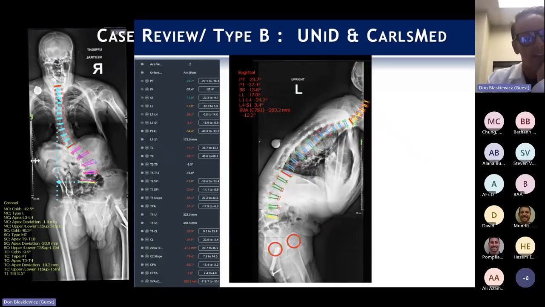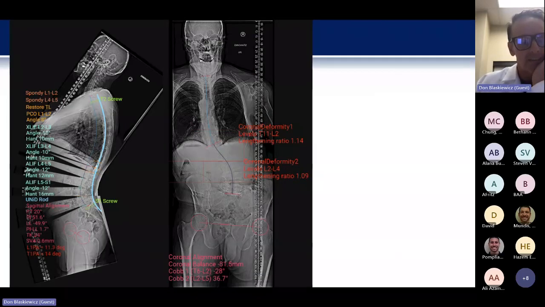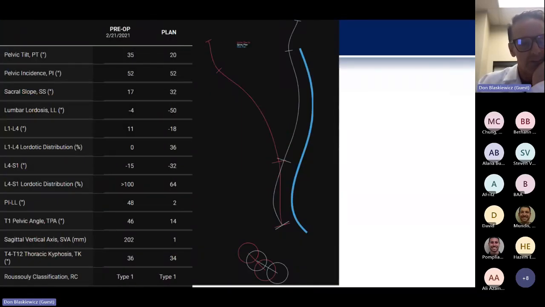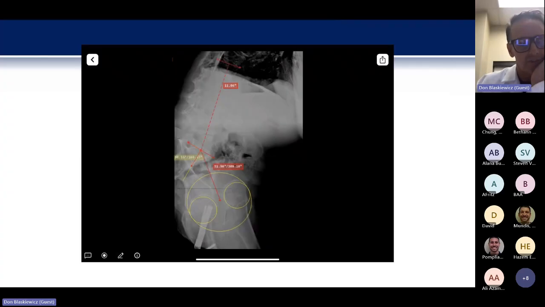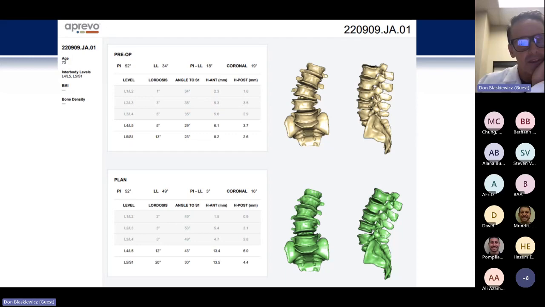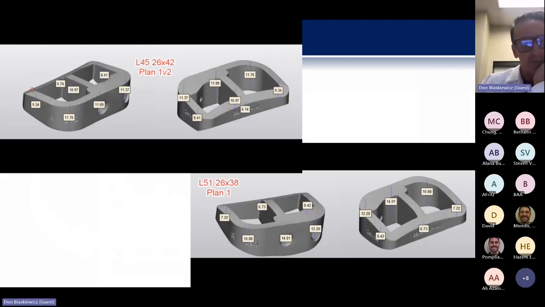And I'm going to go over a couple of my cases here. This was a guy with a Bow type B curve that I actually used UNiD and Carlsmed on. So he had a pretty significant deformity. And with my UNiD plan, this is what we had come up with. And this was kind of the expected changes that we would achieve with surgery. This was my Carlsmed plan. I had planned to do a 2-level ALIF on him. And the UNiD plan also included potentially laterals, particularly to L3-4, since it was rigid but non-ankylosed. And that was sort of the reconciliation.